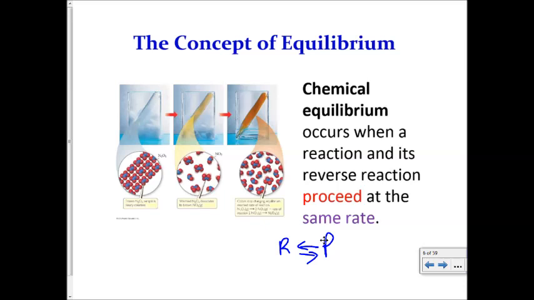And like I showed you before, this is the molecular view here. So for the dinitrogen tetroxide to nitrogen dioxide, they have it going on just as fast. So this one is making it just as fast as that one's making it, at the ratio of concentrations that they've established. It just keeps going back and forth, back and forth. It's dynamic, not static. Okay?